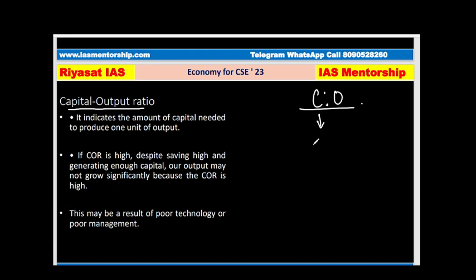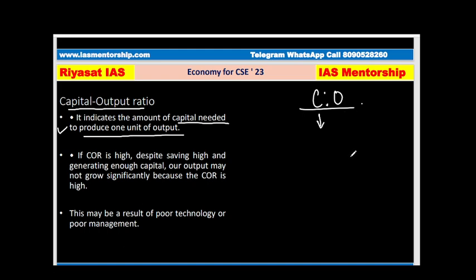If you are putting in less capital and your output is excellent, coming out very huge, that means that your work is very efficient. What do we say during the preparation of UPSC? That smart work should be there. Less effort and great results. In that way, you should work. So basically, what does the capital output ratio say? It indicates the amount of capital needed to produce 1 unit of output.